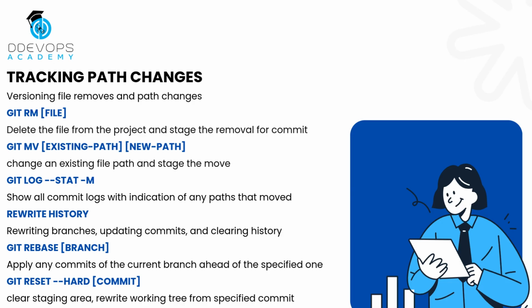Now let's talk about rewriting history. git rebase branch reapplies your commits on top of another branch, great for cleaner histories. And git reset --hard commit resets your working directory and staging area to a specific commit, discarding changes.